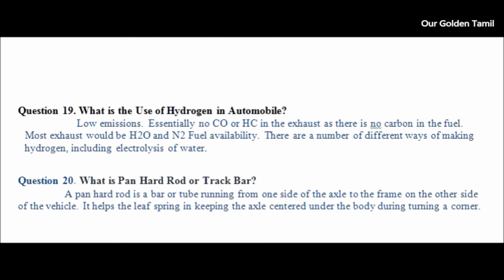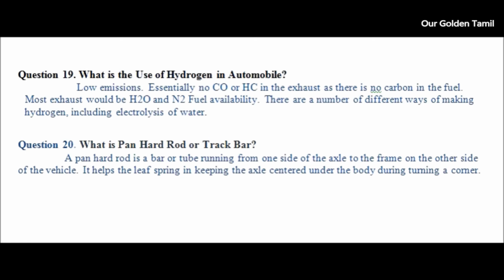Question 19. What is the use of hydrogen in automobiles? Answer. Low emissions. Essentially no CO or HC in the exhaust as there is no carbon in the fuel. Most exhaust would be H2O and N2. Fuel availability: there are a number of different ways of making hydrogen, including electrolysis of water.